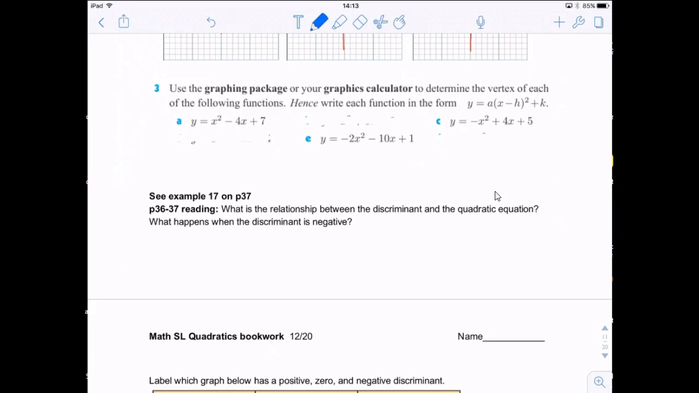5.3. Using the graphing package or graphics calculator to determine the vertex of each of these functions. Hence, write the function in vertex form. Okay, so now I'm going to show you how to use the graph of the calculator to find the vertex, which is pretty easy.